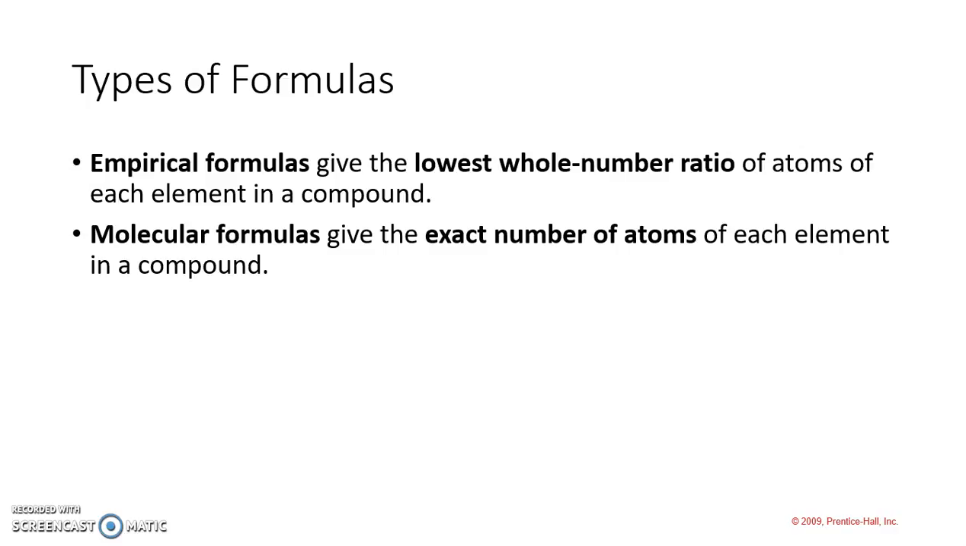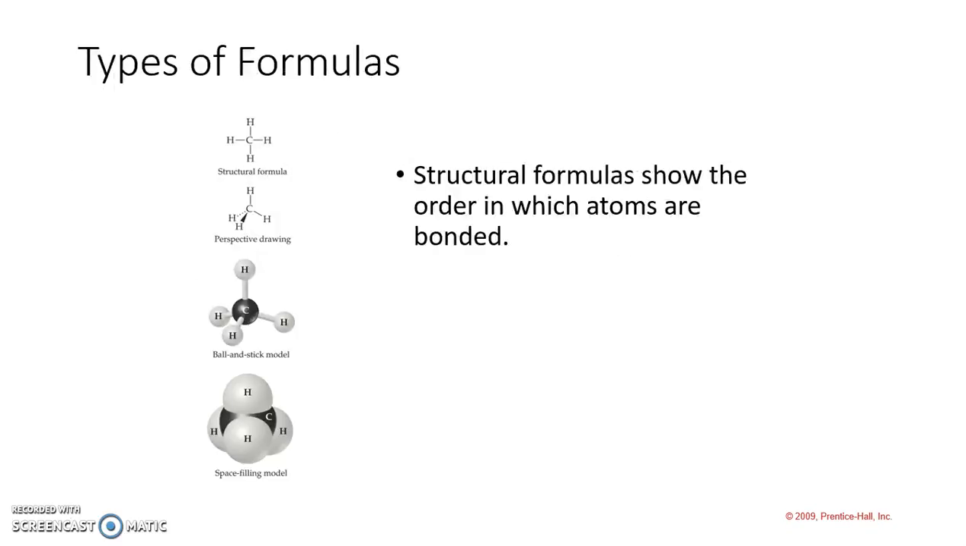If they all have a common number that they can be divided by, the empirical formula will be that lowest possible ratio. Okay, then the next two are on this slide. So structural formula, those show the order in which the atoms are bonded. So if you were to try and write out a big diagram of the elements, the structural formula would give you the order in which they occur.